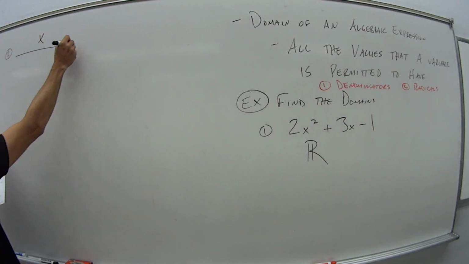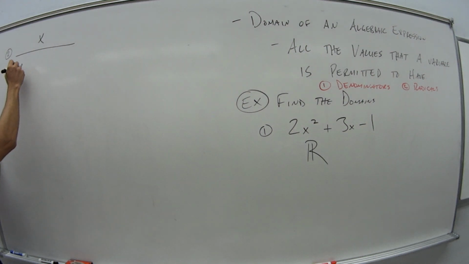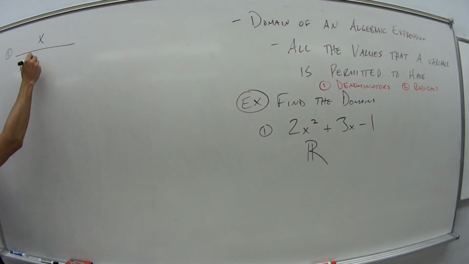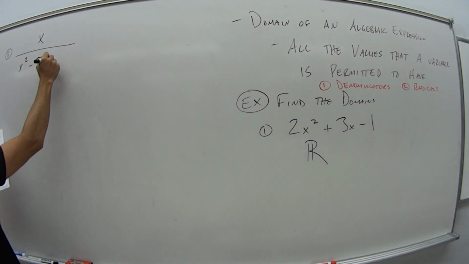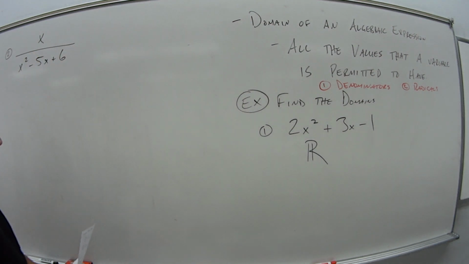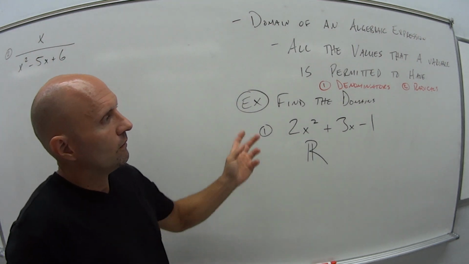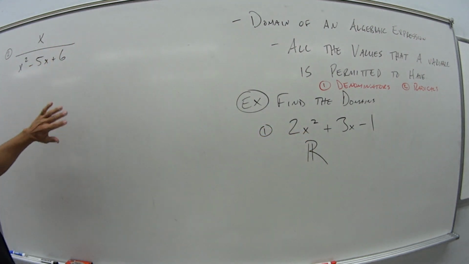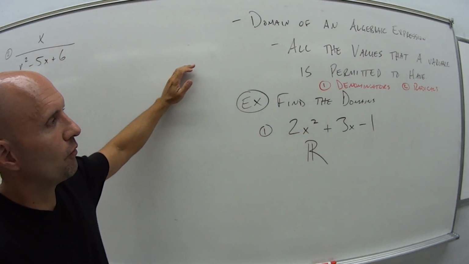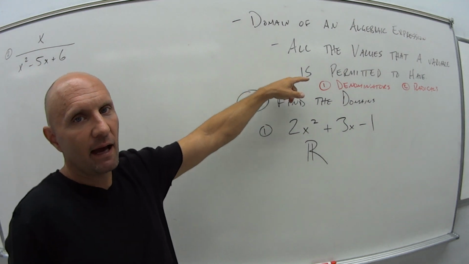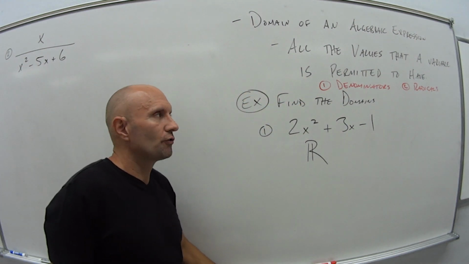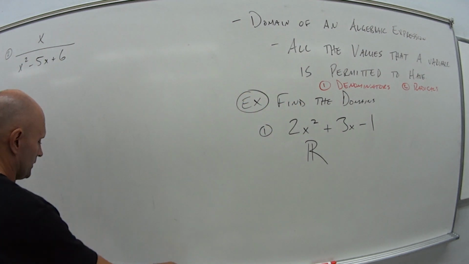So this rational expression, I have x in the numerator and x squared minus 5x plus 6 in the denominator. Do I have any radical? No, so that's not a concern for me. Do I have a denominator? Yes, I do. So I have to be super careful here.